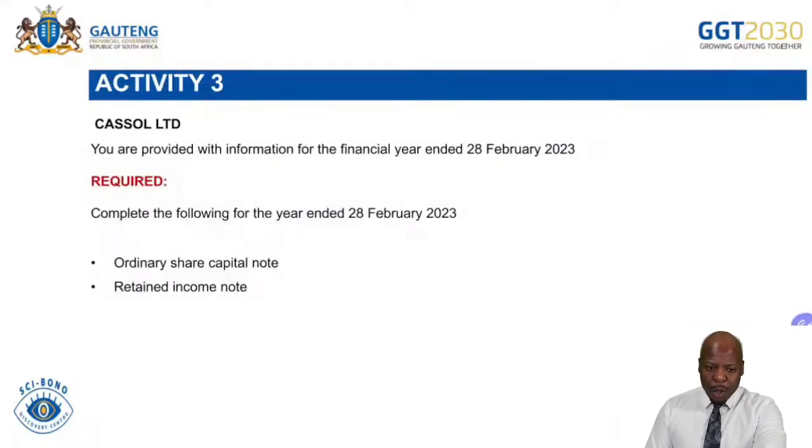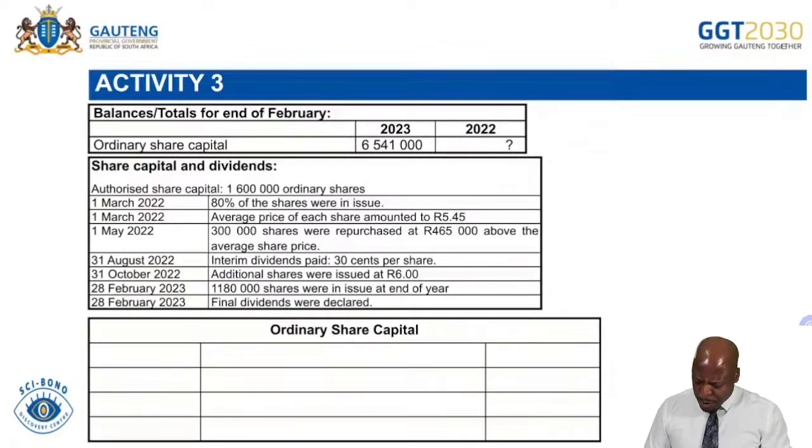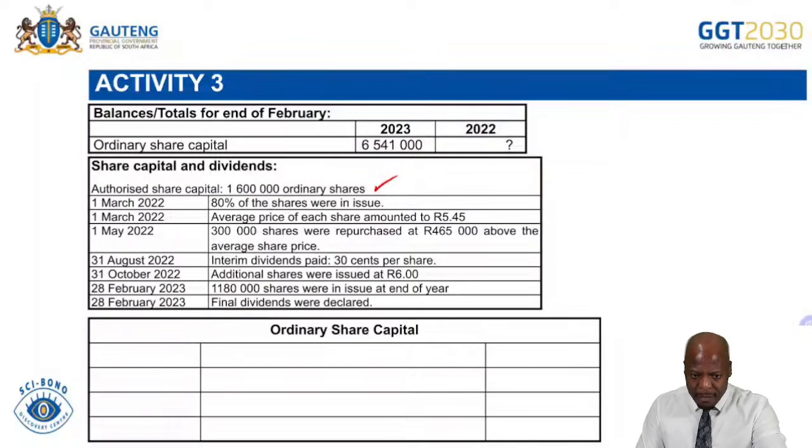I'm going to do now with you some notes. Let's quickly do some notes because now we know how to do notes. Okay, let's do activity number 3. We were going to do some notes. The first note that we're going to do is the ordinary share capital note. Okay, it says our authorized share capital is 1.6 million. Then 80% of the shares are in issue. So we're going to say, what is 80% of the 1.6 million?